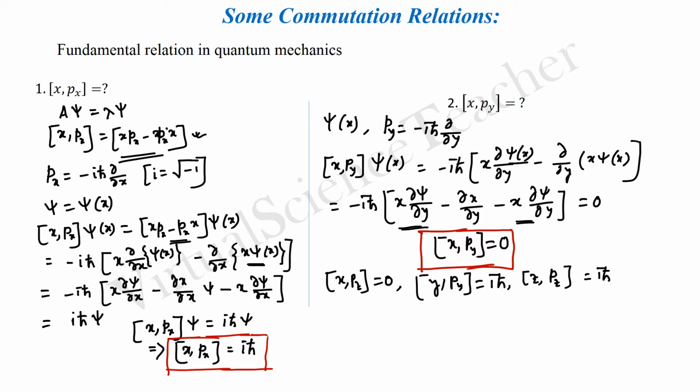So from this equation we can generalize that [x_i, p_j] equals i h cut delta_ij, where I am writing delta_ij as the Kronecker delta function, and this gives us 1 for i equals j, and it provides us 0 for i not equal to j. Next, our job is to find what happens if we perform the commutation relation of the position and angular momentum operator.